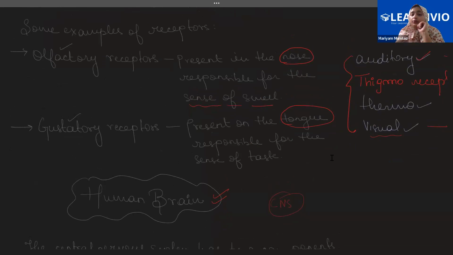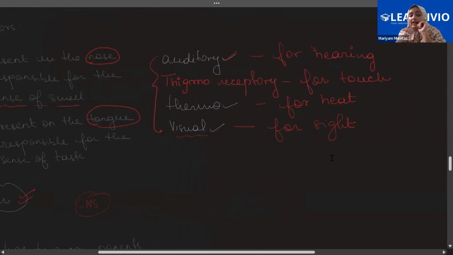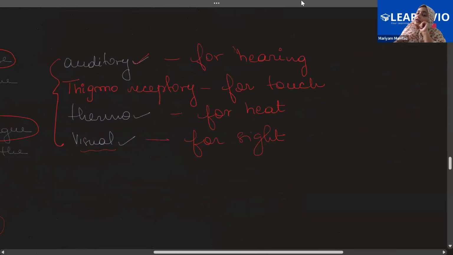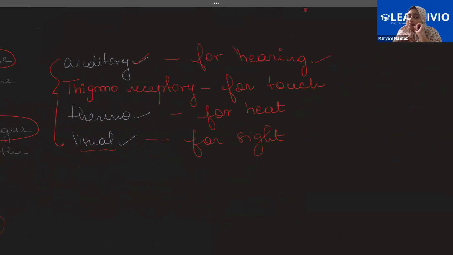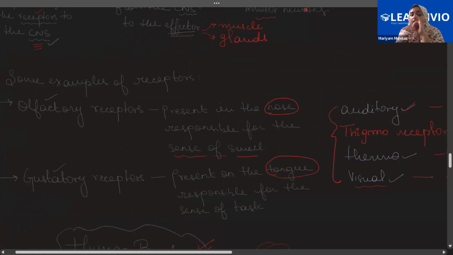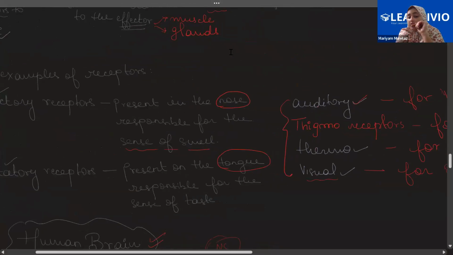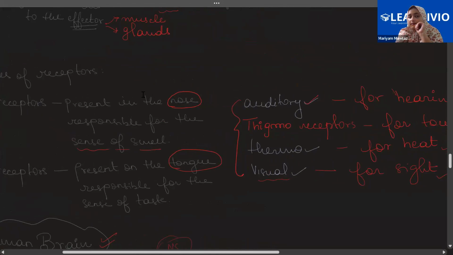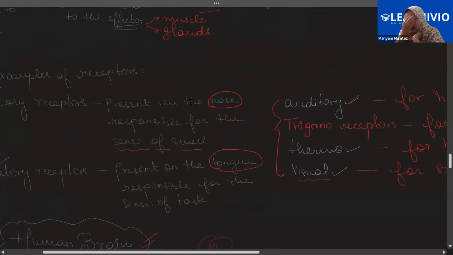Apart from these two, there are several other receptors as well, such as auditory receptors for hearing, thigmoreceptors for the sense of touch, thermoreceptors for the sense of heat, and visual receptors for the sense of sight, so that you are able to see. So these are the various kinds of receptors present inside the body: olfactory, gustatory, auditory, thigmoreceptor, thermoreceptor, and lastly, visual receptor. Are the receptors clear to everyone?